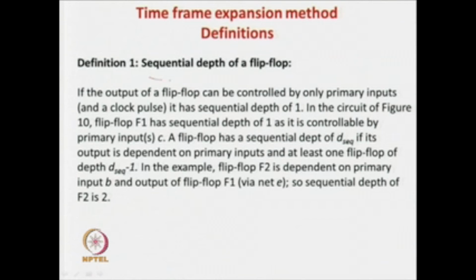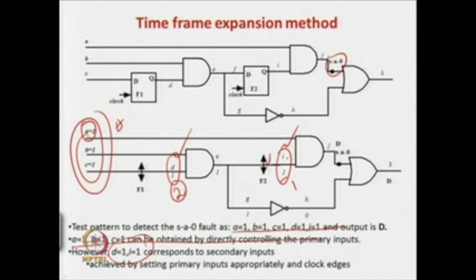So, one is called the sequential depth of a flip flop. If the output of a flip flop can be controlled by only primary inputs and clock pulse, then it has sequential depth of 1. That is, just look at this flip flop. It can be controlled directly by the primary input. So, its depth is 1.